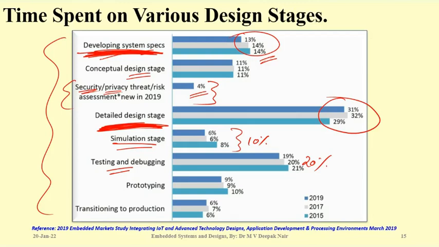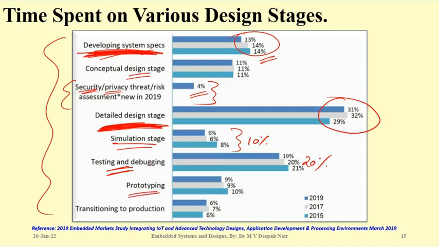For example, when you specified that it should work at 20 degrees Celsius, 40 degrees Celsius, 100 degrees Celsius, you should go and check whether it is working linearly at 10 degrees Celsius, 100 degrees Celsius, 150 degrees Celsius or not. All such testing has to be done, which takes a lot of time.